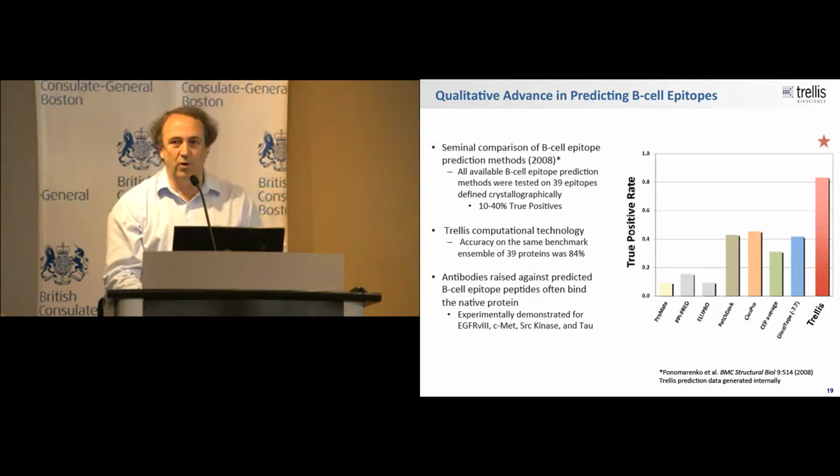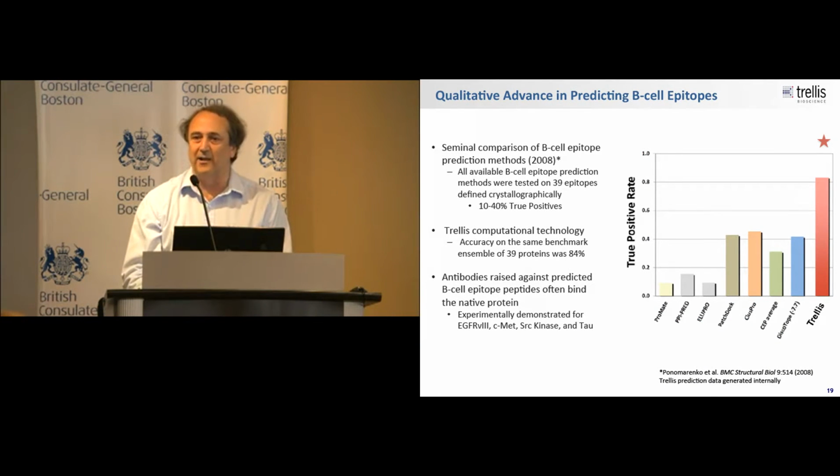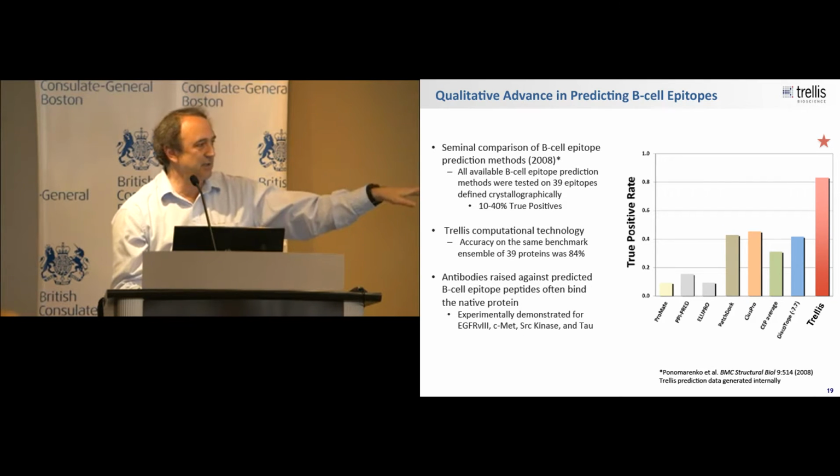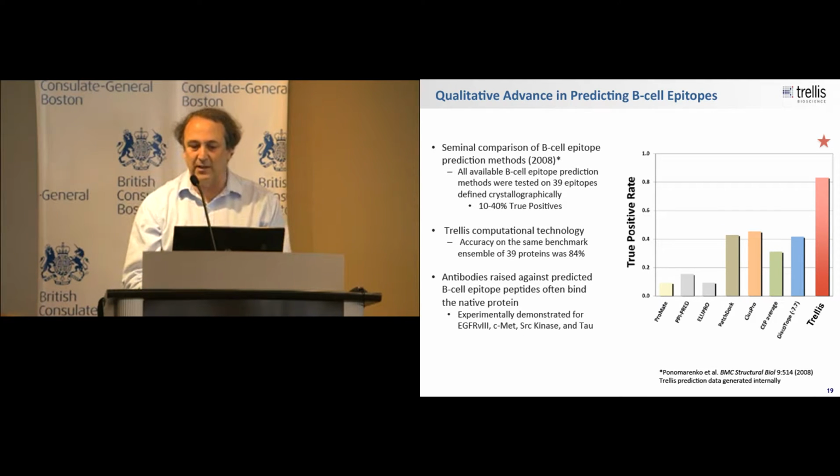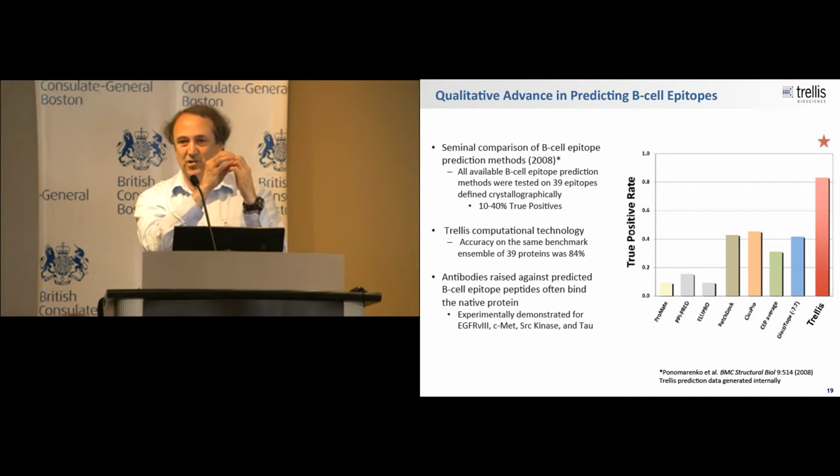Now, in order for this to work, the computational technology has to be pretty good. And until recently, the computational methods were not very good. So this is a review article from 2008 that took all of the different B-cell epitope prediction algorithms that were available and applied them to a uniform data set of 39 different epitopes where you actually know what the epitope is, because it's an antibody-antigen complex that's been crystallized, so you know exactly where the epitope recognition is.